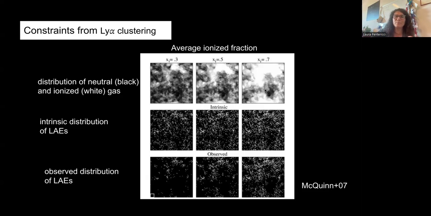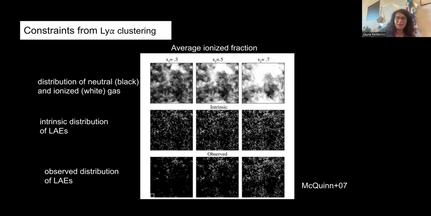In the rightmost panel, we actually have a universe that is almost completely ionized. You see all the map above is almost completely white, so you will see a lot of Lyman alpha emitters, apart from this small region where you have blanketing because the gas is still neutral. So basically, this picture, from simulation, tells us that the clustering of Lyman alpha emission will also be a sensitive probe of the distribution of neutral and ionized gas.